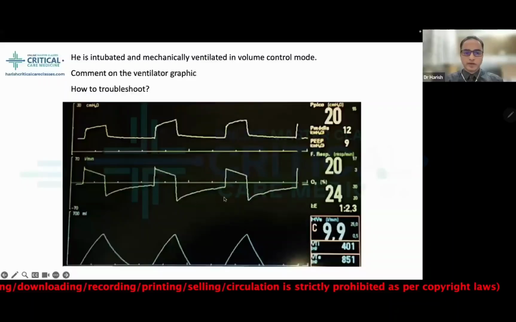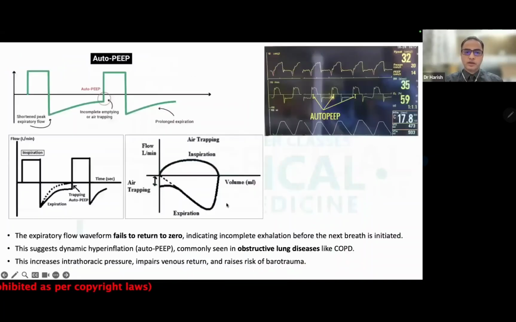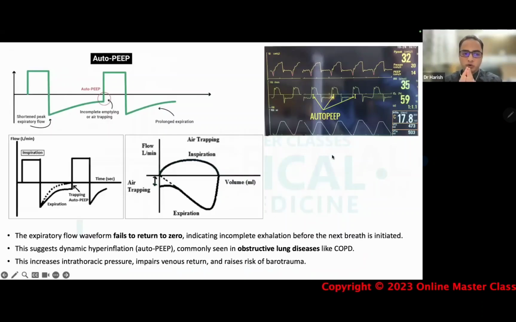Okay, this is the ventilator. So this is the flow versus time, pressure versus time scalar. Okay, so this is the volume versus time scalar. What's happening here? If you see, patient is having auto PEEP, so there is an incomplete emptying, so there is air trapping. Before expiration touches the baseline, inspiration is starting. So there is air trapping, so there is dynamic hyperinflation, that is because of the auto PEEP.